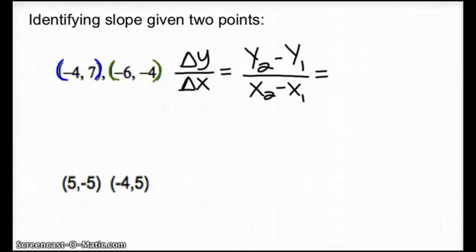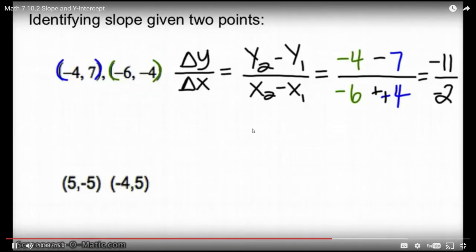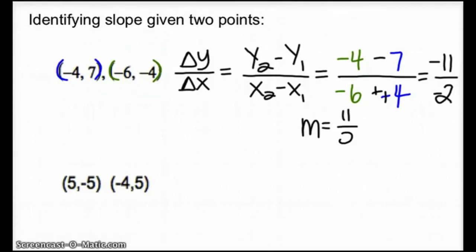So I'm going to take the y2, and I'm going to put that over my x2. Then I'm going to subtract my y1 and my x1. So if I have -4 and -7, that's -11. And if I have -6, this becomes +4, I get -2. A negative divided by a negative, so m equals 11 over 2.